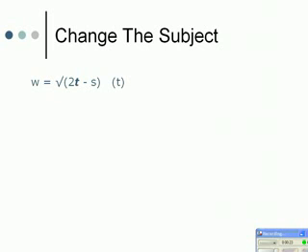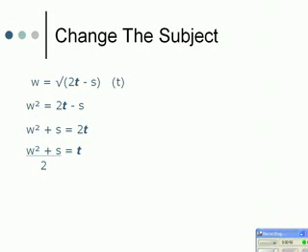Now the 2t minus s is all in a bracket, so that's got to stay where it is at the moment. So I've got to get rid of that square root. The opposite of square rooting something is squaring. So I know w squared will now equal 2t minus s. The minus s is not attached to the t, so the opposite of minus s is a plus s. And if I want t, obviously I've got to halve everything. So w squared plus s, all divided by 2, will equal t.